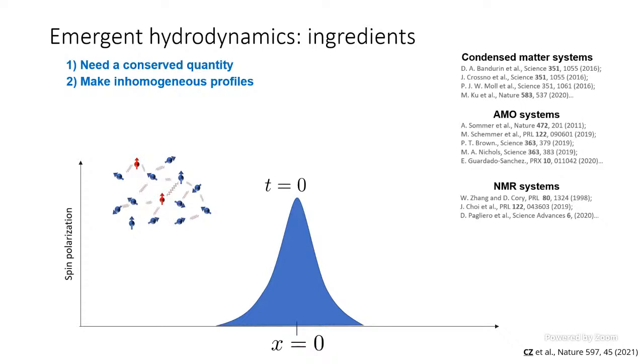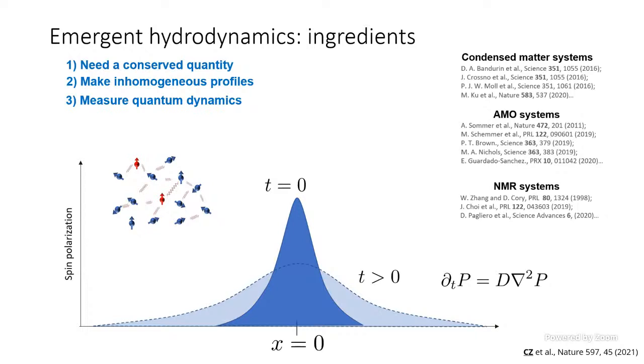And then we need a way we can measure some local properties, so we can measure the quantum dynamics. For example, we generate some spin polarization, and then we just let the time evolve. And at the end, we measure, for example, the height or the width of the spin polarization profile.